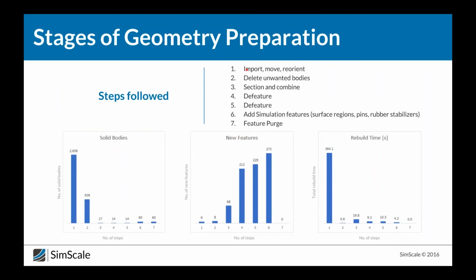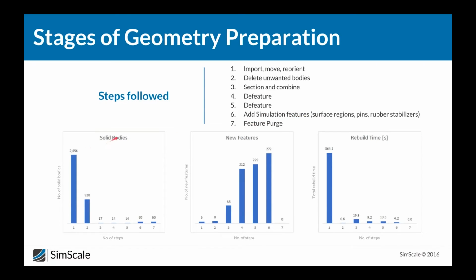So for example, at the start I simply just imported the original geometry. I changed the origin to an origin that made sense for simulation, and I reoriented it so that it was facing in a direction that I was comfortable with, so facing up and to the front and so forth. The next stage was to delete unwanted bodies. Then I did some merging operations, combining bodies that were the same material and they were structurally combined. Then there were a few stages of defeaturing, and then adding some geometry to prepare it for simulation. And then finally I purged out all the features to keep it as simple as possible.